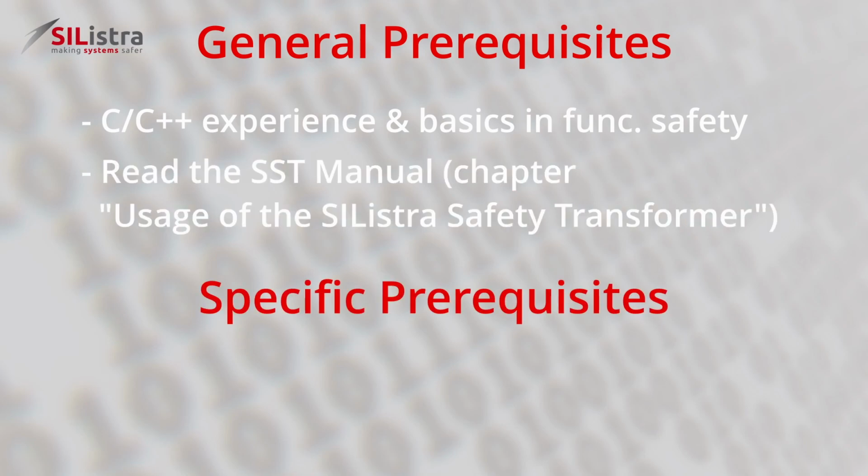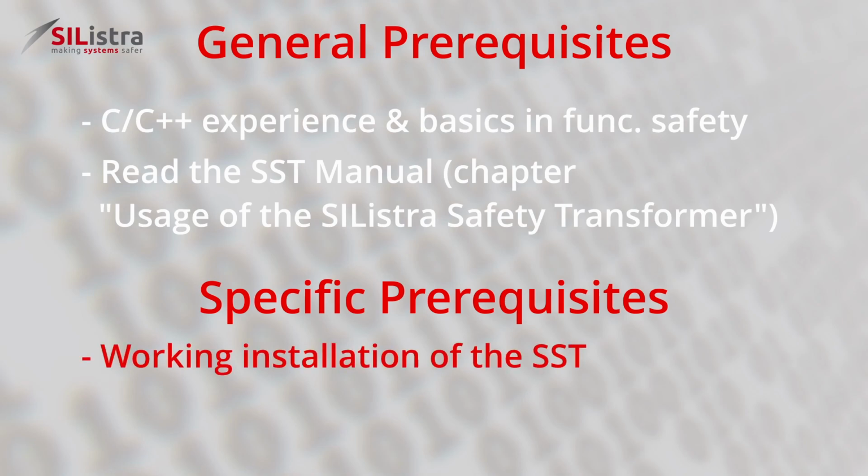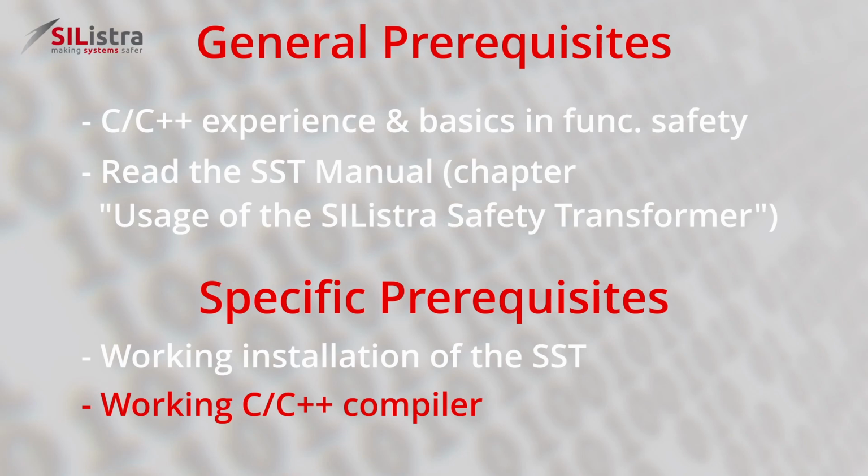Further specific prerequisites are: you will need a working installation of the SIListra Safety Transformer accessible through the path variable, which should have been set during the SIListra Safety Transformer installation. You will need a working C/C++ compiler and toolchain installed. We assume either Visual Studio Build Tools, but Clang or GCC would also work.